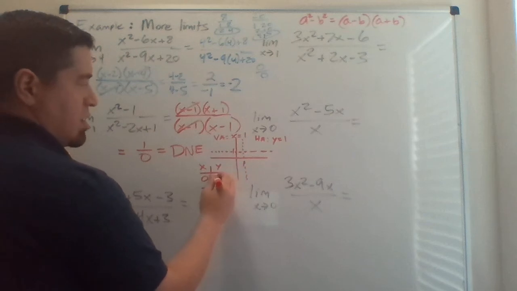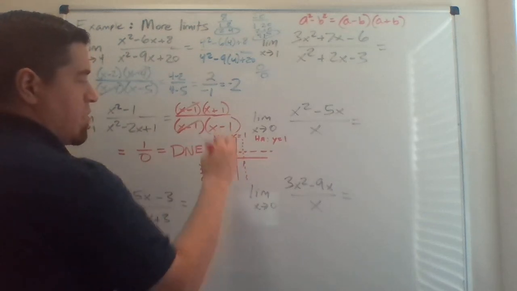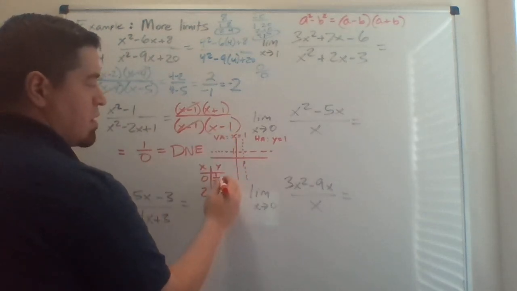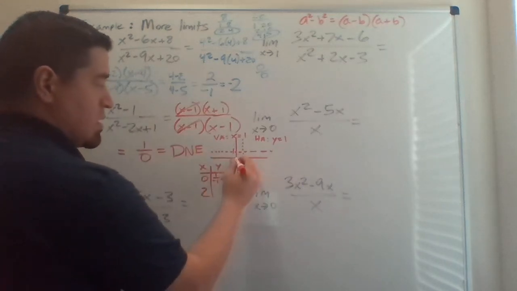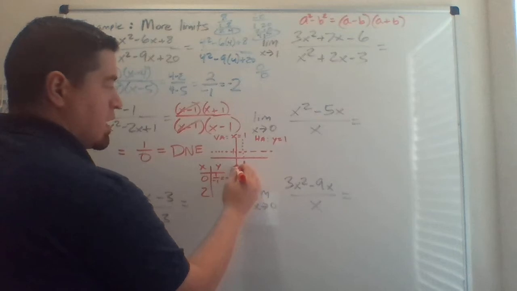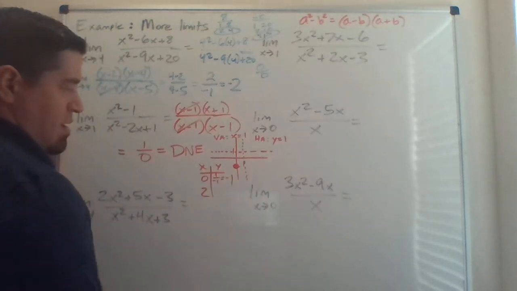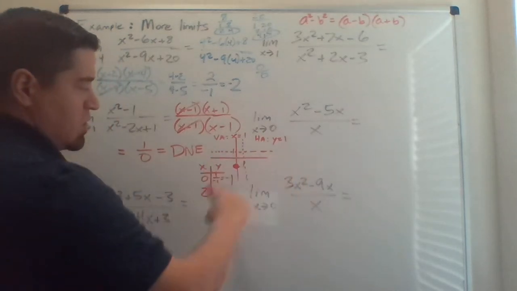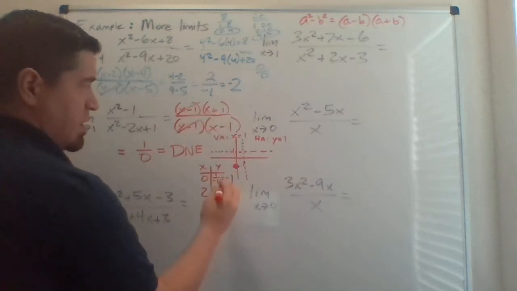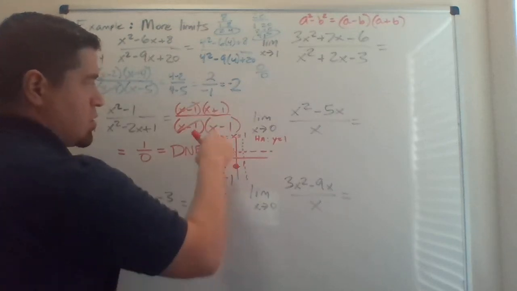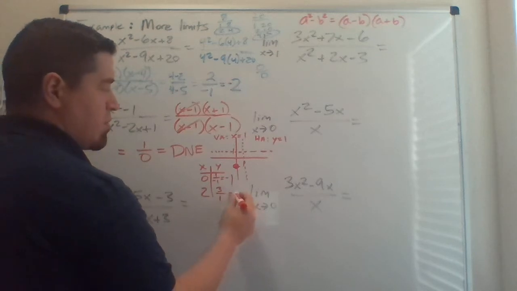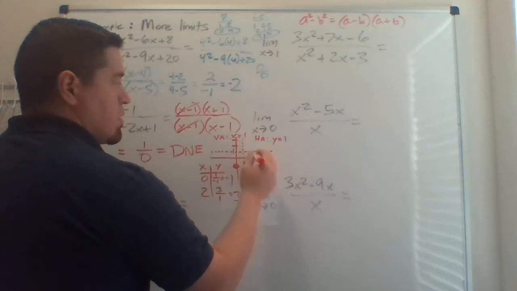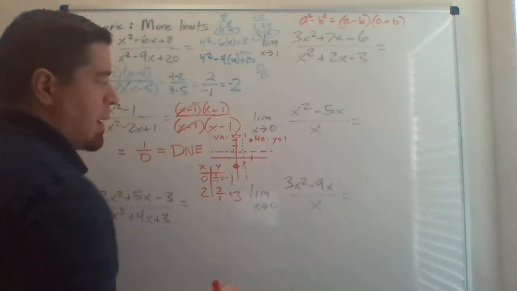Okay, so here we go. 0 plus 1 is 1. 0 minus 1 is negative 1. 1 divided by negative 1 is negative 1. That's my coordinate, 0, negative 1. I have a point right here. Now I'm going to go to the other side, 2. 2 plus 1 is 3. 2 minus 1 is 1. 3 divided by 1 is 3. So now I have another point, 2 comma 3. This will be right here.